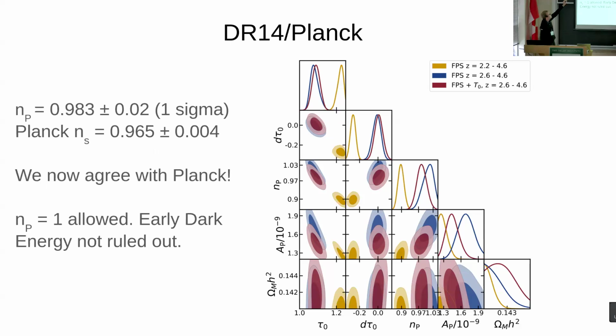Notice that the slope that we get is 0.983. The Planck slope is 0.965, right? So within the error bars, our measurements are consistent with Planck. This is nice because this is the first model of the Lyman-alpha forest which measures a slope which is consistent with Planck. So this is great.